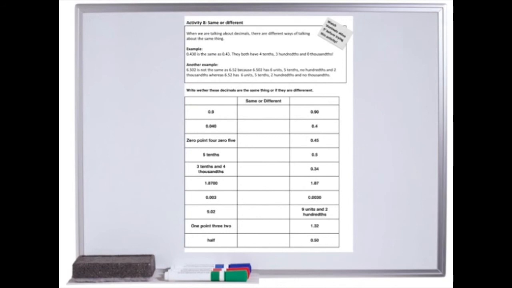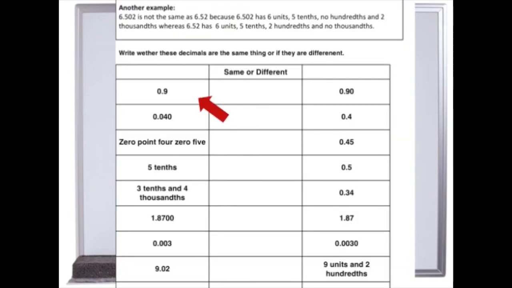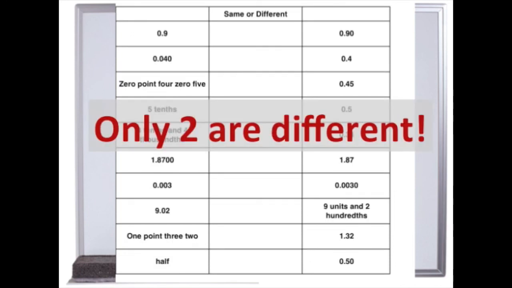In this activity, you need to write whether the thing in the left column is the same or different as the thing in the right column. So you write same or different in this box here. Here's a hint, there are only 2 out of the 10 questions that are different. If you have more than that, go back and check your answers.